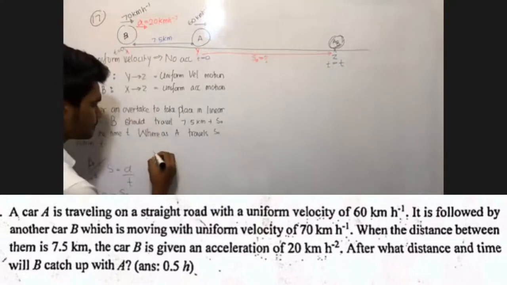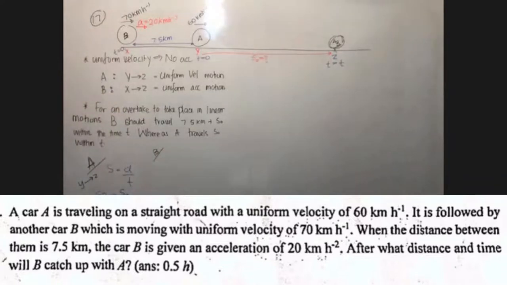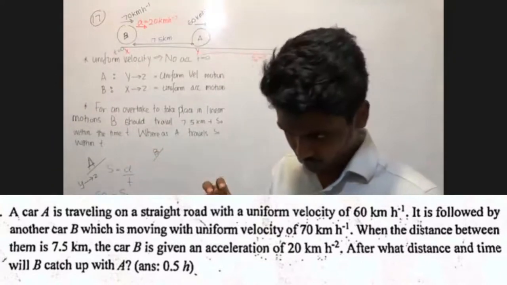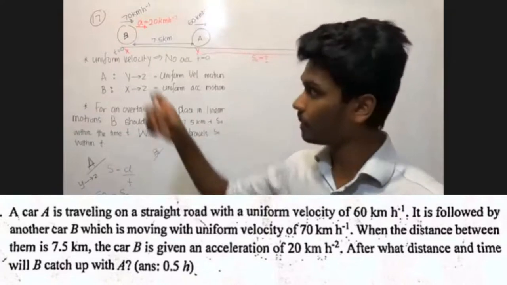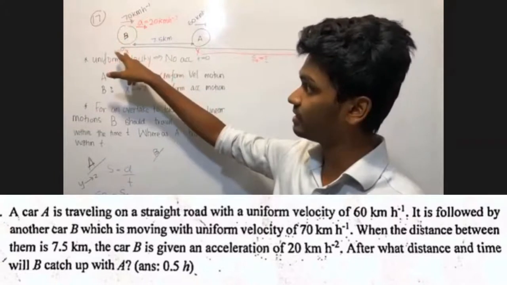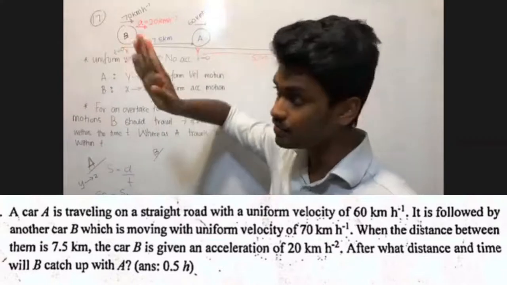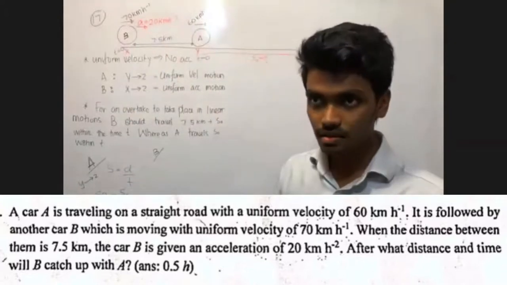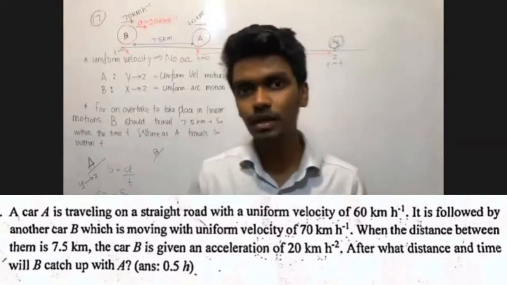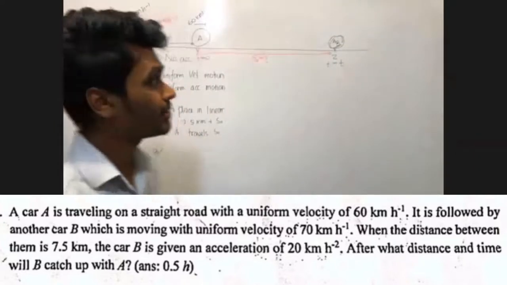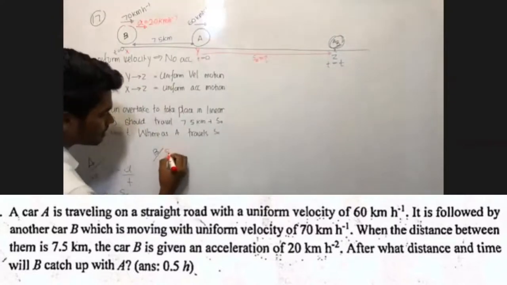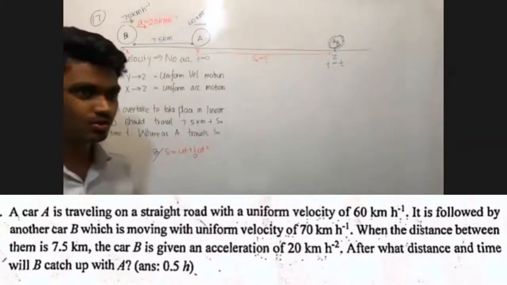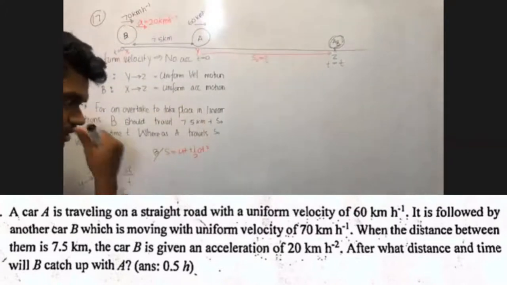So for B, what kind of motion is it? Uniform acceleration motion. When B reaches X, he sees A at Y. As soon as he sees A, he starts to accelerate. So from X to Z, B moves with an acceleration, so we have to apply the linear motion equations. What equation are we going to apply? S equals ut plus half at squared. Choosing the equations should come from practice, right?